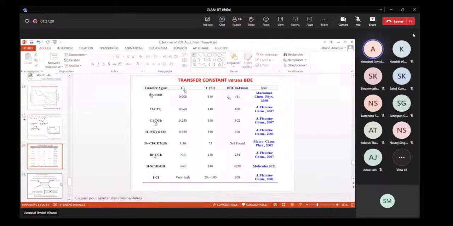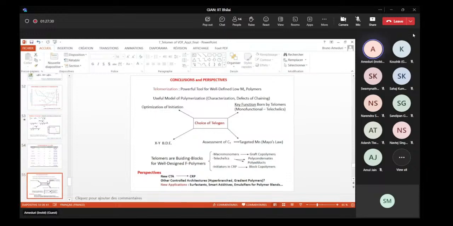And if you want to design higher molecular weight, of course, you have to find out less efficient chain transfer agents. So in conclusion, I hope that I convinced you that telomerization is a powerful tool to design specific compounds, functional compounds, of course, and then to make some polymers or materials. The choice of the telogen is important, of course. You have to optimize the use of initiator. You have to consider the bond dissociation energy of a chain transfer agent to assess.